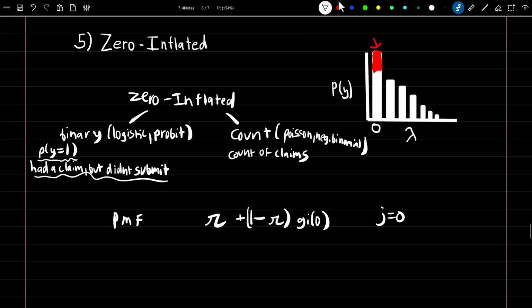Now when our count's not equal to 0, it means we had a claim and we filed it, or 1 minus pi, and then just our function at that value. So when j is not equal to 0.